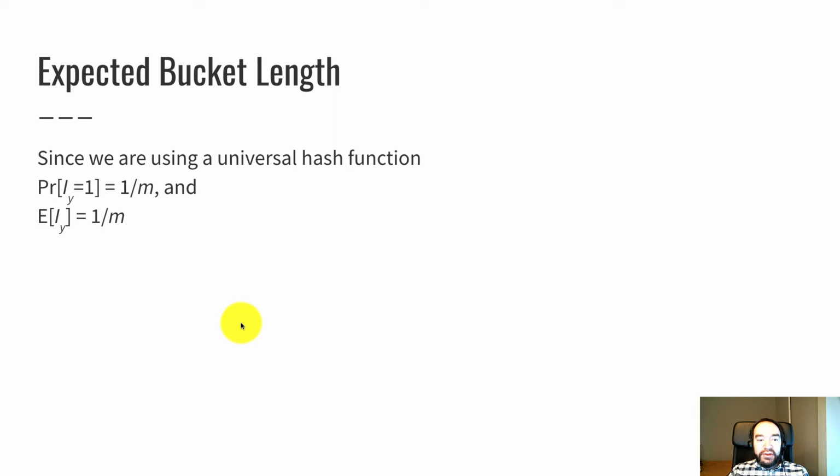We're using a universal hash function, so we know that the probability that any I_y is 1 is 1 over m. That's the rare collision property of universal hash functions. And so the expected value of I_y would be this probability that I_y is 1 multiplied by 1, and that multiplied by 1 just disappears. So the expected value of I_y is 1 over m.